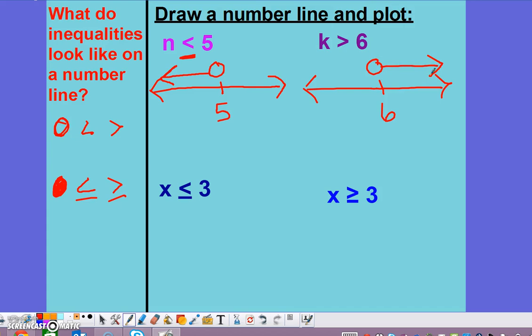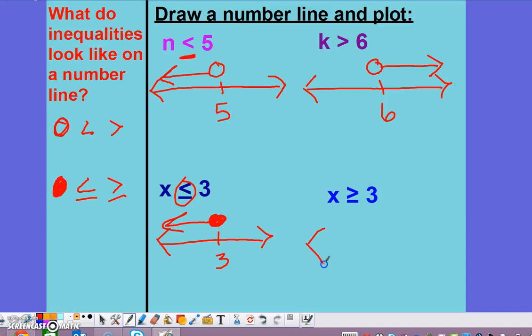Now let's take x is less than or equal to 3. So I have my number line again. I have my 3. This time it's a closed circle because we are including the 3. It could be 3 or everything else less than. So if I want everything else less than, I want to go to the left.